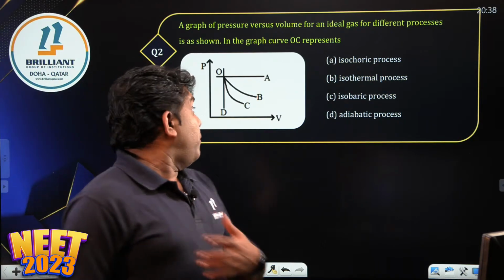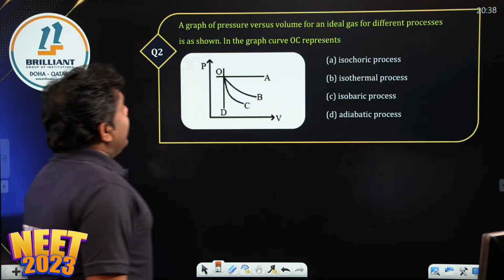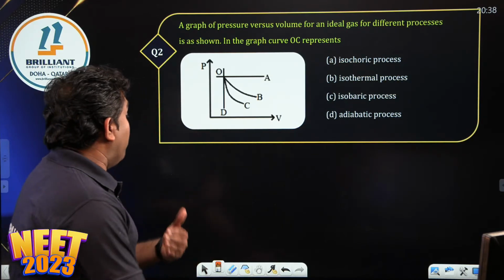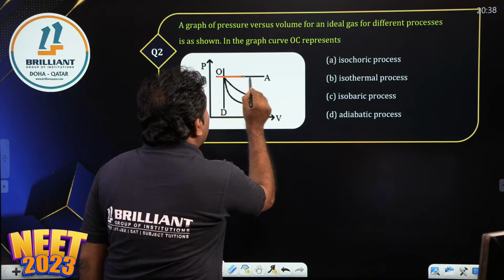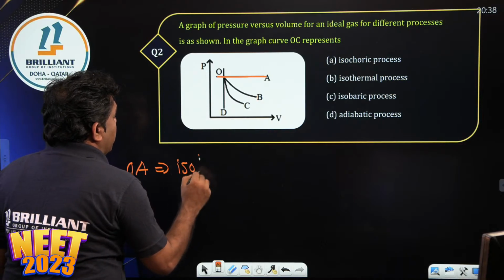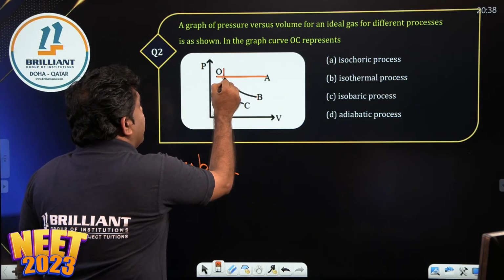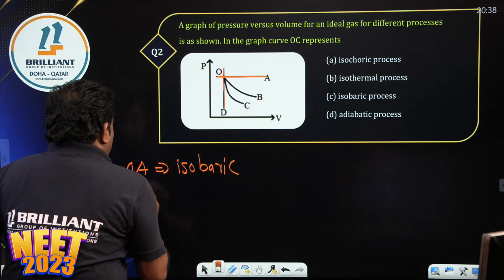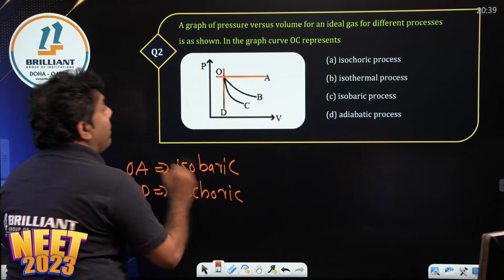Look, a graph of pressure versus volume for an ideal gas for different processes is shown. In the graph, what does the curve OC represent? We know this PV graph is very important for the examination, and we explained it many times. Here pressure remains constant everywhere, so OA is isobaric. And for OD, the x-axis is volume, so everywhere volume remains the same. So OD is isochoric, where volume remains the same.